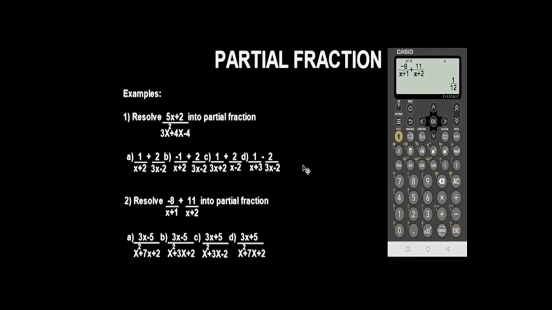Execute, 1 over 12. So right now we're going to simplify the options. Anyone that gives us 1 over 12 will be the answer to this question. Alright, so let's begin with option A. In fraction, we have 3x, shift and this button, minus 5 over x squared plus 7x, shift and this button, plus 2. So that's it. Press execute. 1 over 20.